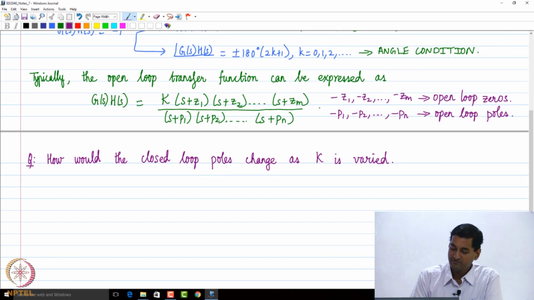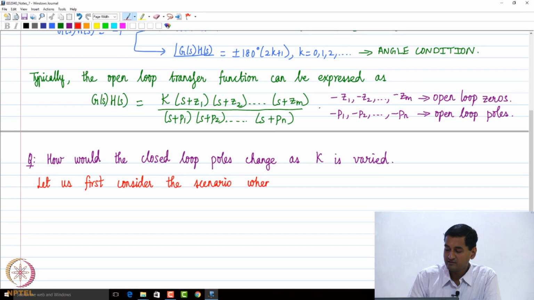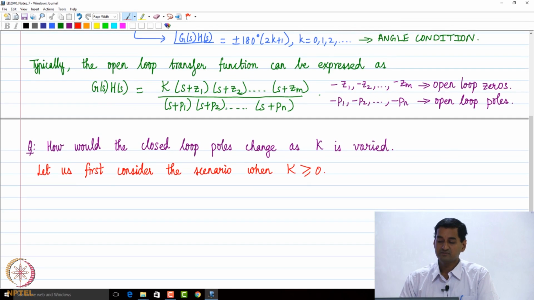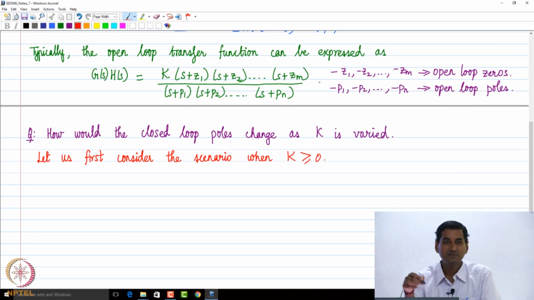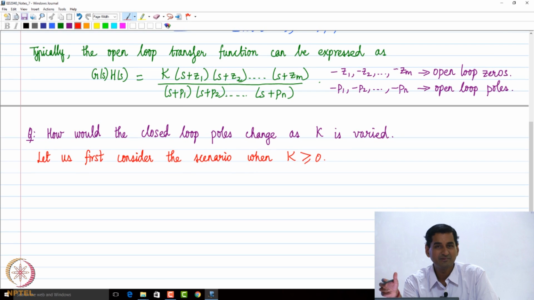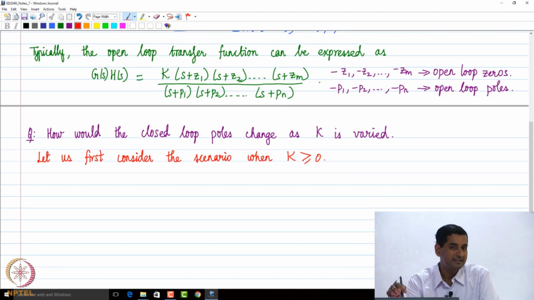Let us first consider the scenario where k is a non-negative scalar, when k is greater than or equal to 0. Of course, k equal to 0 does not make sense. In practice it is going to be greater than 0, but we are going to look at the limiting values of k tending to 0 and k tending to infinity. That is what this means.